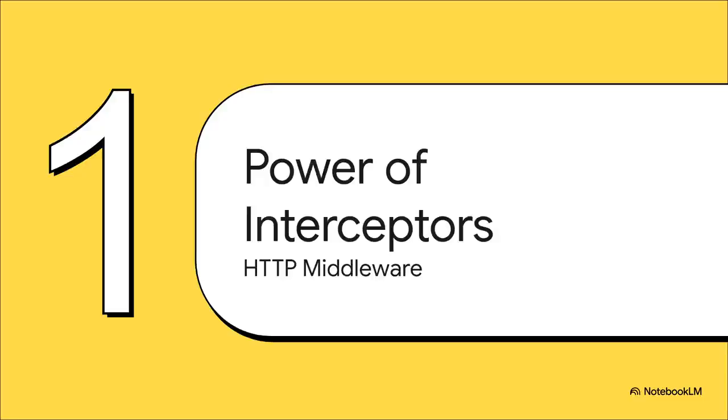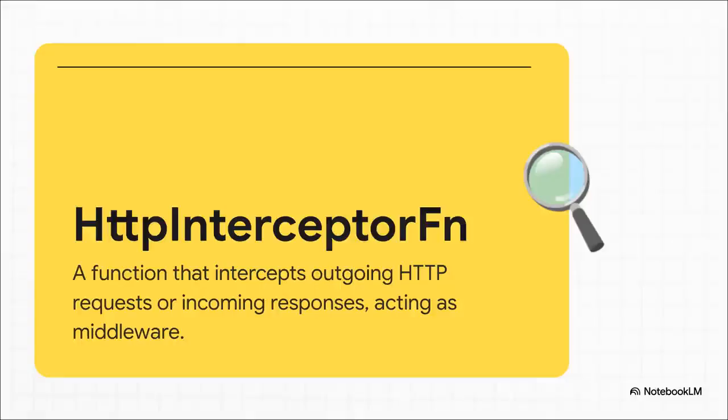Section 1. The power of interceptors. Middleware for your HTTP requests. To really get this, think of an interceptor like a highly specialized worker on an assembly line. Every time your app makes an HTTP request, that request travels down the conveyor belt. The interceptor catches it, inspects it, maybe modifies it like slapping on a custom header, and then safely passes it down to the next step.